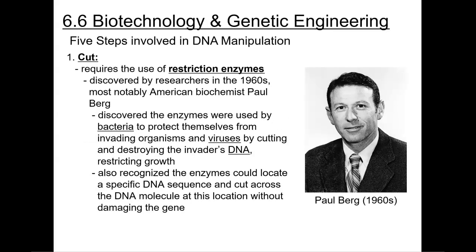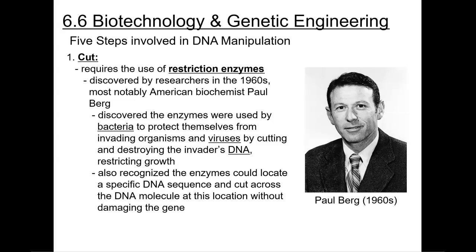Now, for biotechnology and genetic engineering, we're going to have 5 steps that have to be used for this DNA manipulation. And so that was discovered by the scientists that you see here, Paul Berg in the 1960s. So the first step you got to do is you have to cut. This is going to require the use of restriction enzymes. So we find the specific gene we want in the DNA sequence. We're going to use restriction enzymes, which are going to go in, and they're going to cut this gene out of the DNA sequence. So this enzyme was discovered by using bacteria to protect themselves from invading organisms.